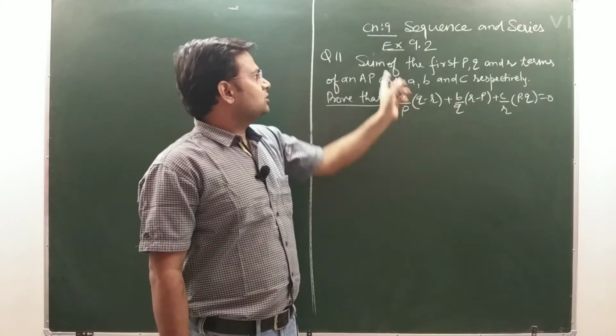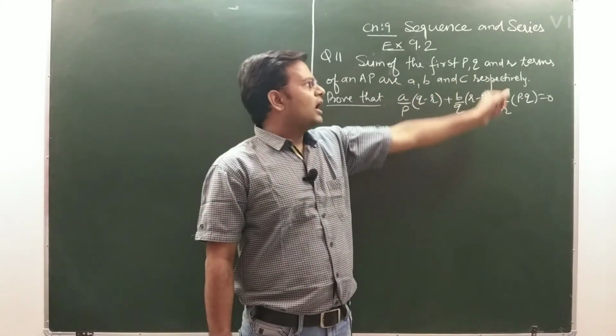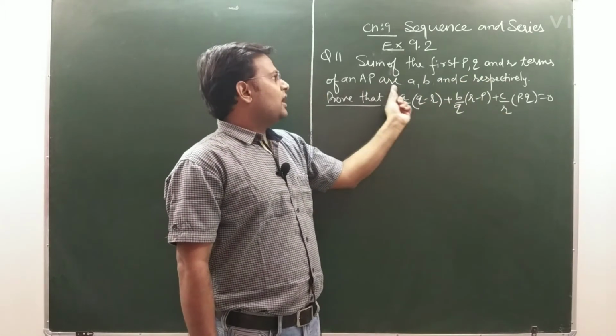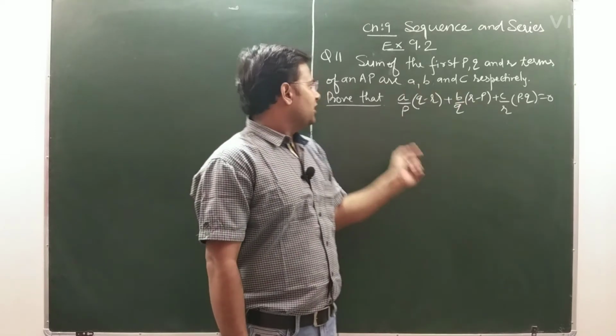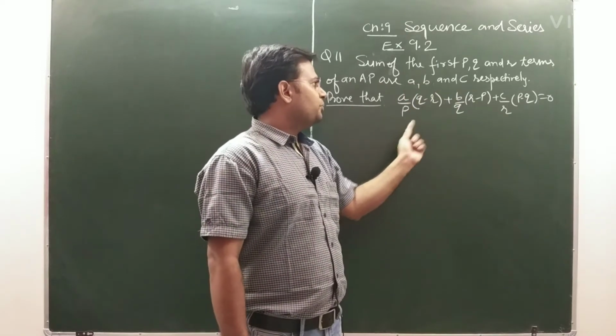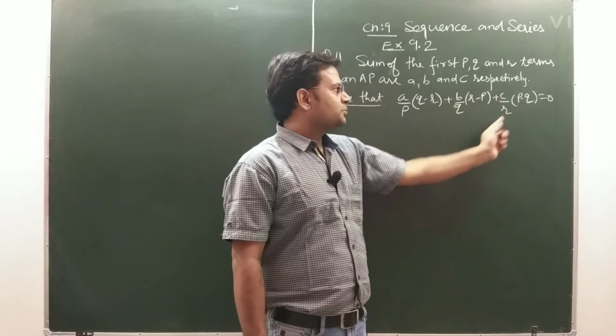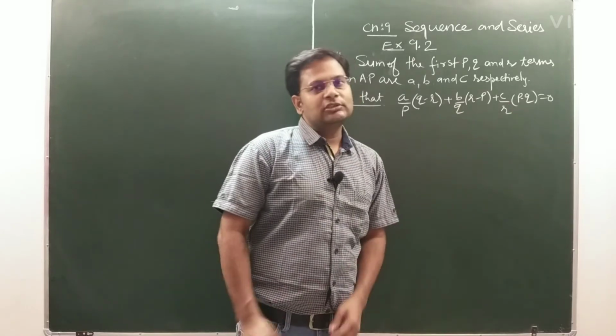What is the question? Sum of the first p, q, r terms of an AP are a, b, c respectively, then you have to prove that a upon p (q minus r), b upon q (r minus p), c upon r (p minus q) is 0.